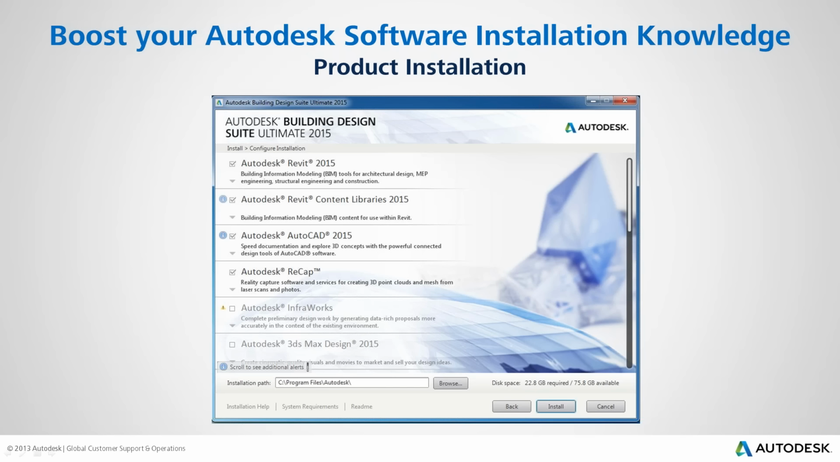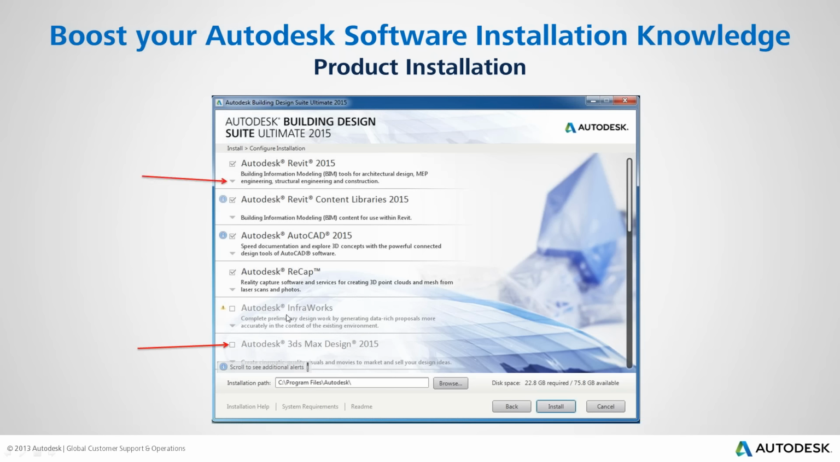So here's the installation of the Building Design Suite 2015, and it gives you all the different choices there of the software. A suite is composed of multiple software. During the installation, you can select to install all the software, or you can pick and choose which ones you need. In this case, Autodesk 3ds Max Design 2015 is not highlighted. You will have to select it.